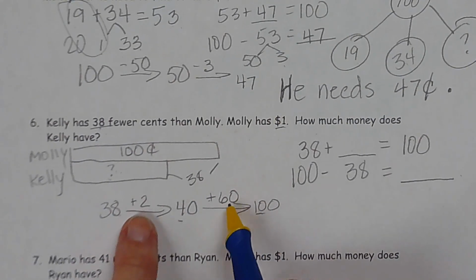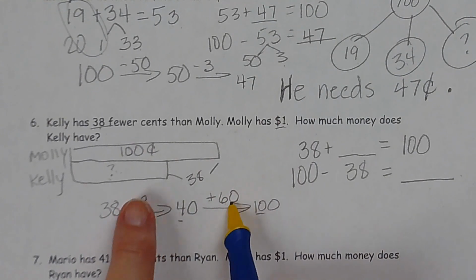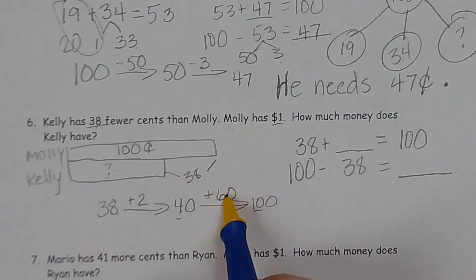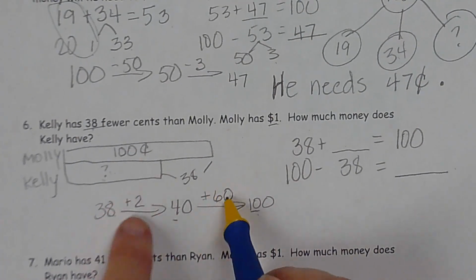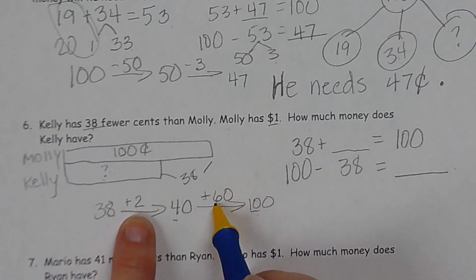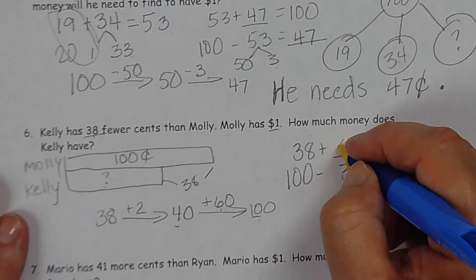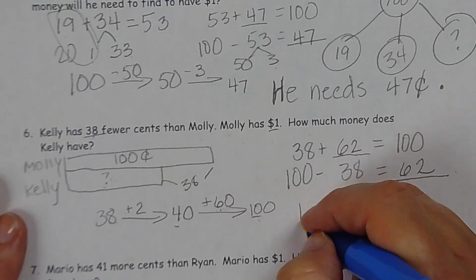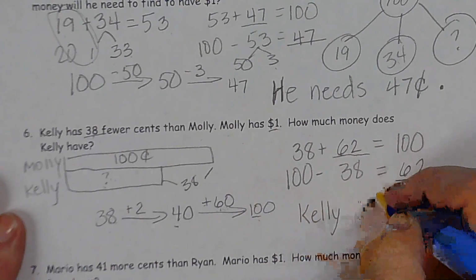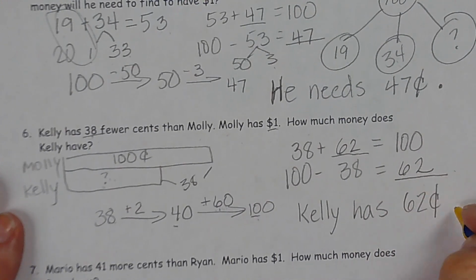So now don't forget, 60 isn't the answer, it's both of these things. We added 2 and 60 to 38 to get to 100. So we need to add these two together to get our missing part. 60 plus 2, 62. Kelly has 62 cents.